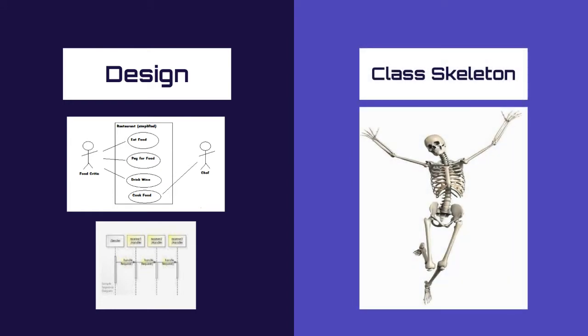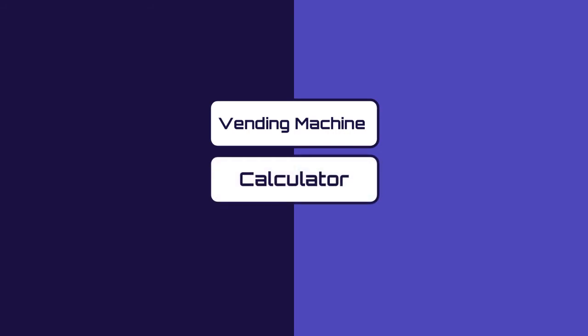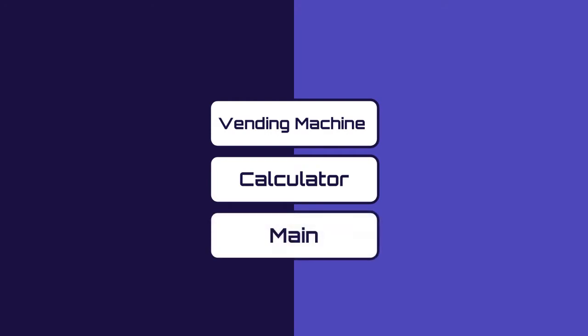Then we created the class skeleton where we created some of the key classes our vending machine will need. The key classes were the vending machine for interacting with the user and also the calculator class, which calculates the total money amount entered by the user, and it also calculates the minimum number of coins to return to the user. And we also created the main class, which is the entry point of our program, and it orchestrates calls to other classes.